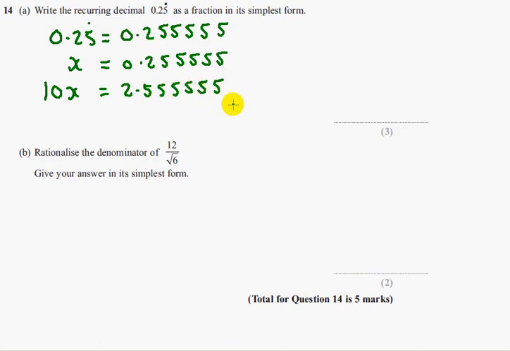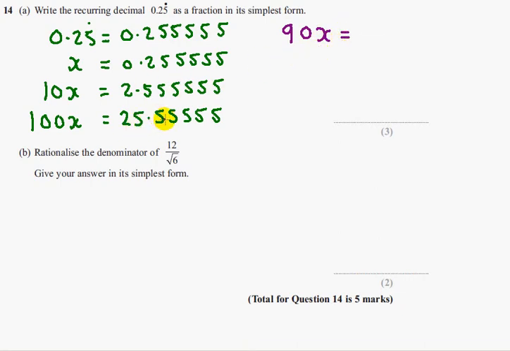2.55555. Now I've got the 5s after the decimal point. If I times that by 10 again, so 100x is going to equal 25.5555 forever. Now if I take this away from this on both sides, that's going to leave us with 90x. Okay, and the recurring 5s are going to cancel out. Okay, so 100x take away 10x is going to be 90x.